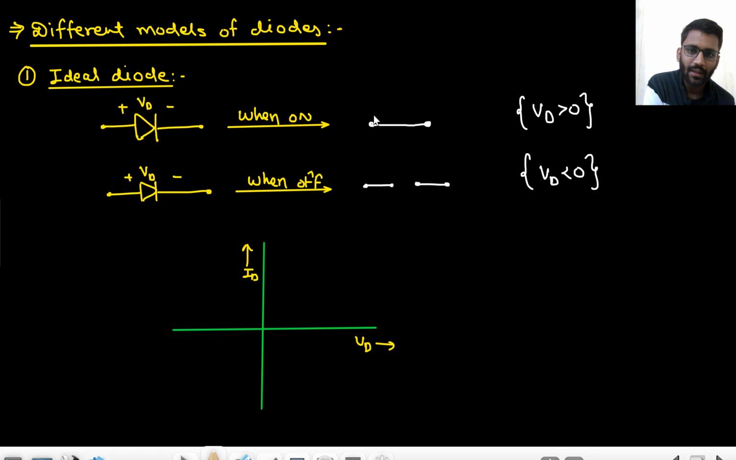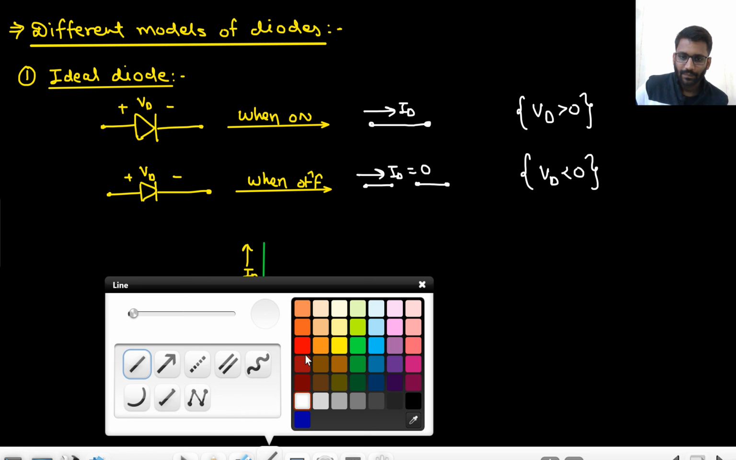It will drive ID equals to 0 current. So how will the graph look like? Tell me. For VD less than 0, ID will be 0 only.